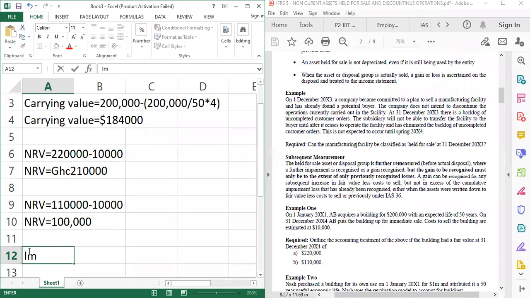At the 100,000. And what happens? We say that the asset has impaired by 84,000, because we are carrying the asset at 184,000. Now they are saying that the value is 100,000. It means that the value has reduced by 84,000, which is the impairment of the asset.